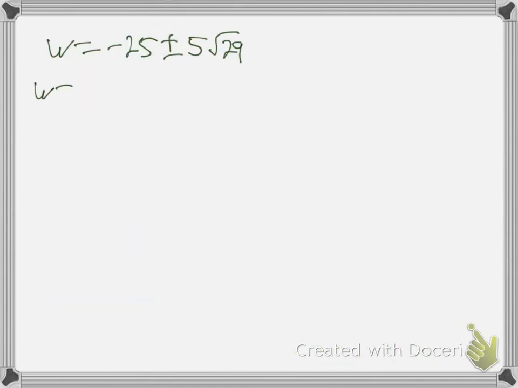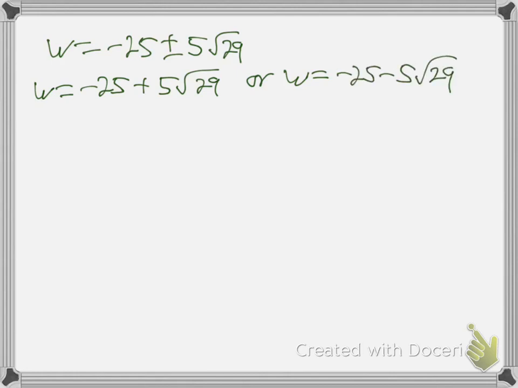Well, that means the width is minus 25 plus 5 root 29, or the width is minus 25 minus 5 root 29. That one's impossible because that would be negative. This is negative, this is negative, this is negative. You can't have a negative width in the real world. So we throw that answer out. So the only width is this. This is the correct answer for the width.